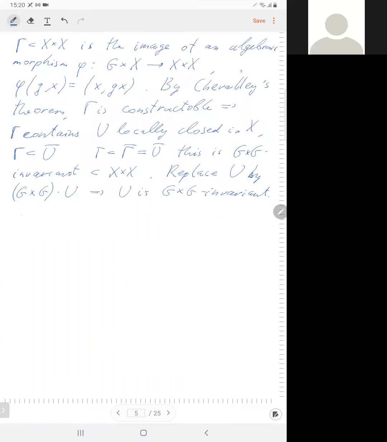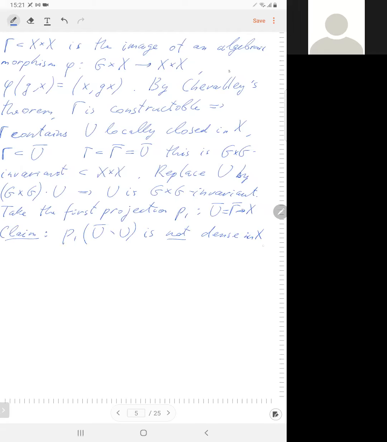Now consider the first projection P1 from the closure of U, that is the closure of gamma, to X. And then we claim that the projection of the boundary of U is not dense in X.